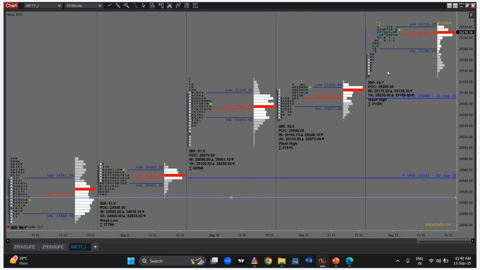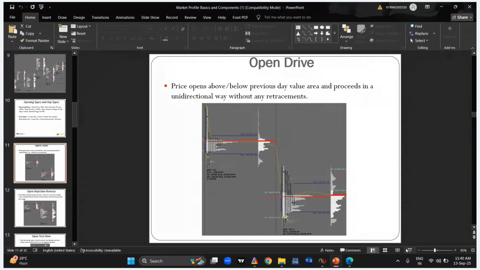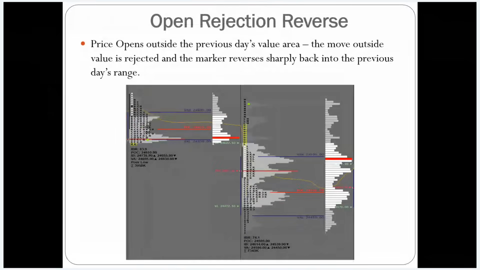In case of a bearish open drive, on Friday it should have opened below 25,075 and it would have done the same thing on the opposite side. And in that case, I would be looking for 34,945 as my target. So this is how an open drive looks like. I will also give some examples going forward live, whenever it happens live, I'll put it up.